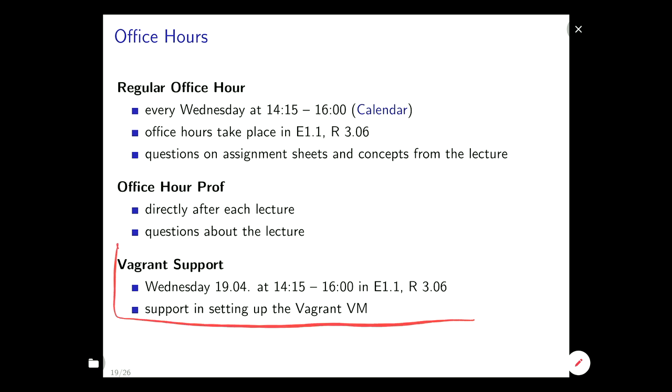We will offer you Vagrant support. I will say in a moment what Vagrant is. And that's important that you really try to install Vagrant and get it up and running in the next weeks.